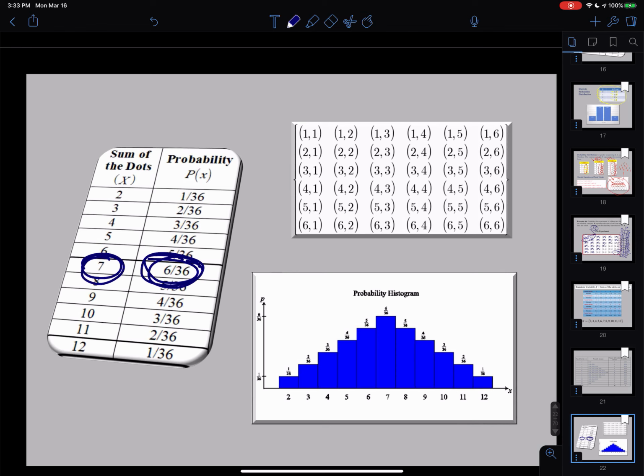And if you notice, if you actually draw the probability distribution for this and actually graph it, you see very nice normal distribution behavior for this experiment. So anyway, this is the experiment of rolling 2 dice and assuming the random variable is the sum of the dots.